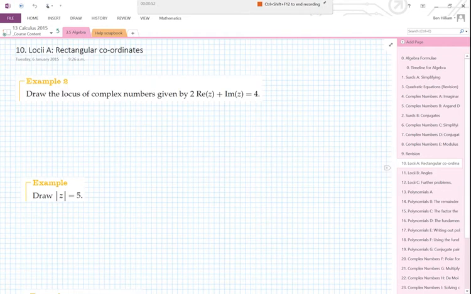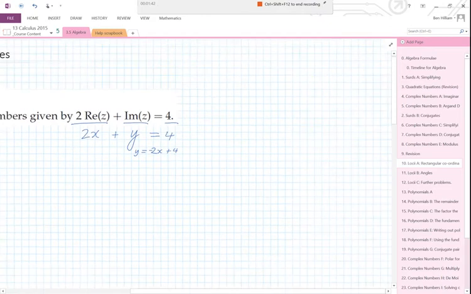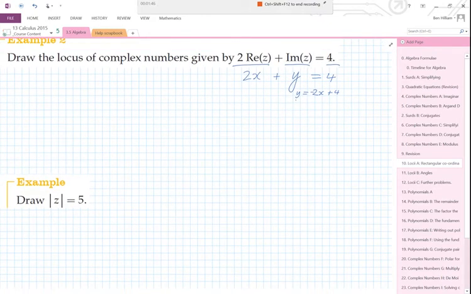Okay, so we'll look at some examples here, and this question is asking us to draw the locus of complex numbers given by two parts in the real and one part in the imaginary equals 4. So what that's saying is draw the locus of 2x plus i equals 4. I should really write y there, because y represents the imaginary part. So what you'll quickly notice is that we've got an algebraic expression, and if I write that in terms of y, we have y equals negative 2x plus 4, which is simply an equation. And so that's what this locus is in this case.